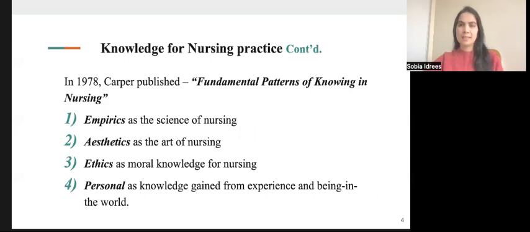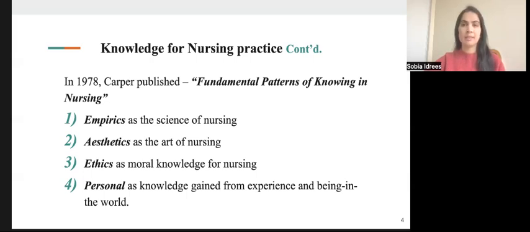So in 1978, a well-known scholar, Carper, published Fundamental Patterns of Knowing in Nursing, and these patterns are well established and practiced in our daily nursing practice. So let's talk about each pattern in detail. The first pattern that Carper presented is called empirics. Empirics means the knowledge that comes from research, the knowledge that we get from the field of science.